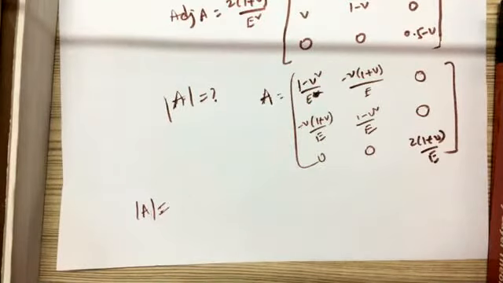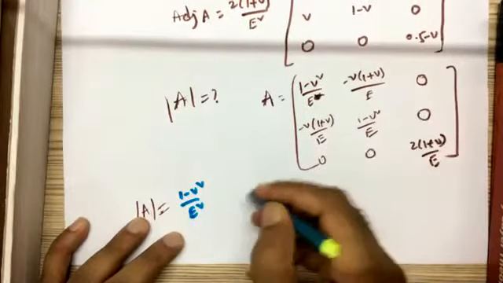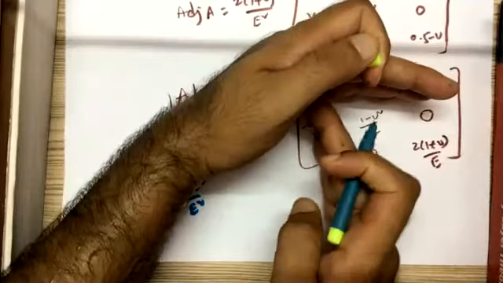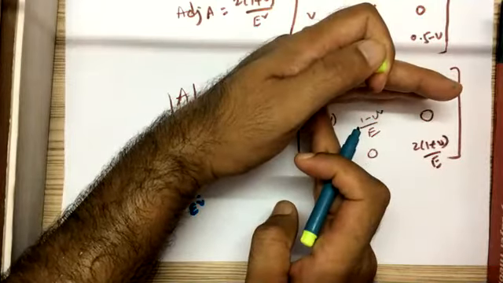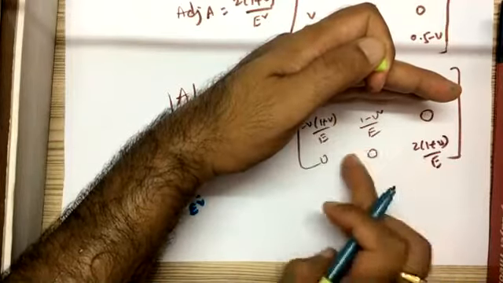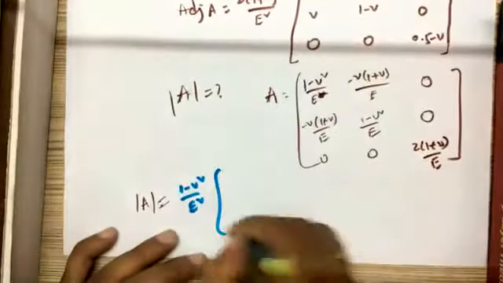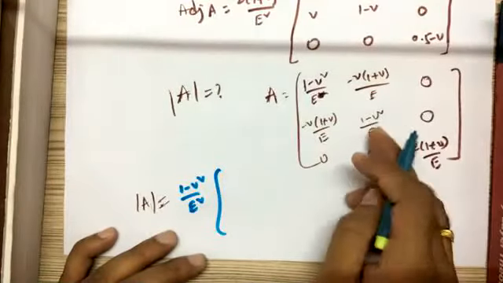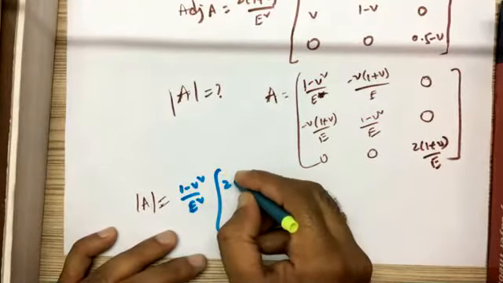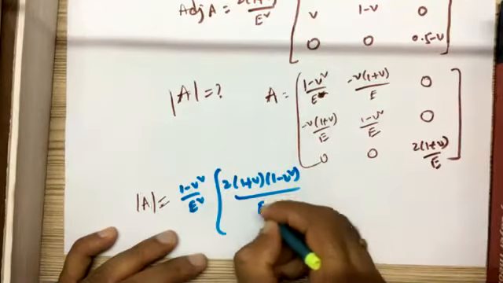So what will you get here? (1 minus nu square)/E square into, if you eliminate this particular row and this particular column, what is remaining? The determinant of [(1 minus nu square)/E, 0; 0, 2 into (1 plus nu)/E]. AD minus BC, and BC is 0. So what is AD? (1 minus nu square)/E into 2 into (1 plus nu)/E. So you will get 2 into (1 plus nu) into (1 minus nu square)/E square.